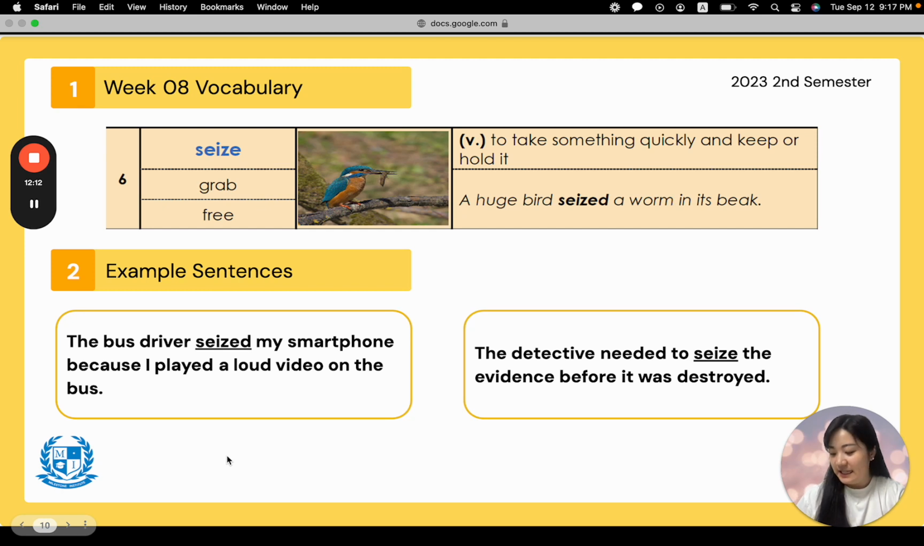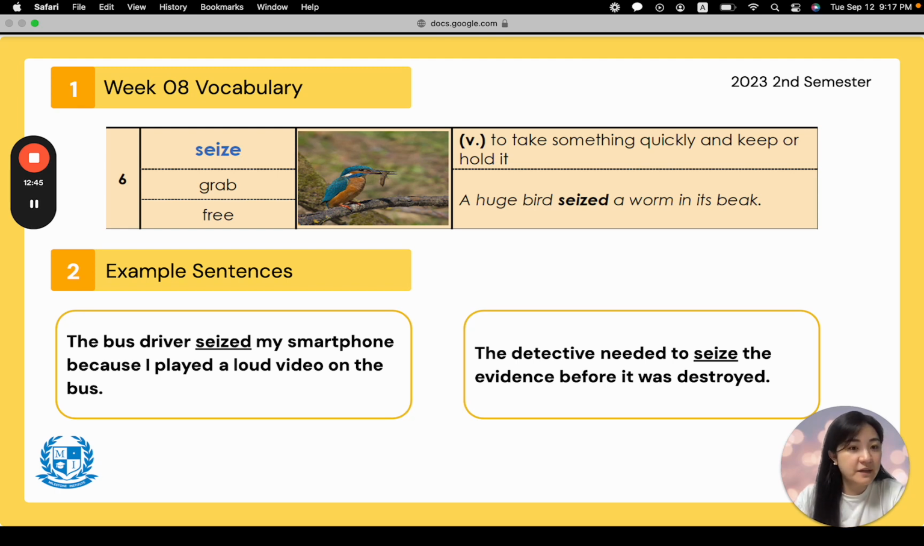Number 6, everyone say seize. Seize. The synonym is grab, and the antonym is free. If you can see here in this picture, this bird here has a little worm in its beak, as it says in the sentence here. But let's go to the definition. It is a verb, and it means to take something quickly and keep or hold on to it.